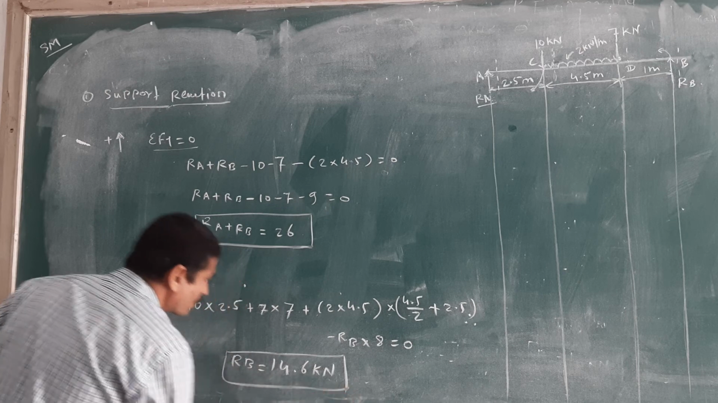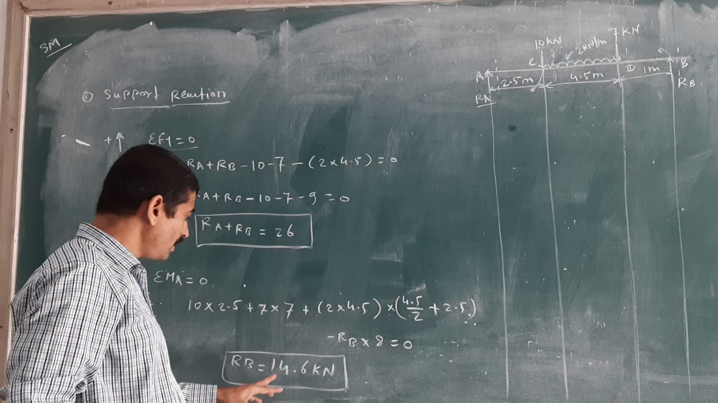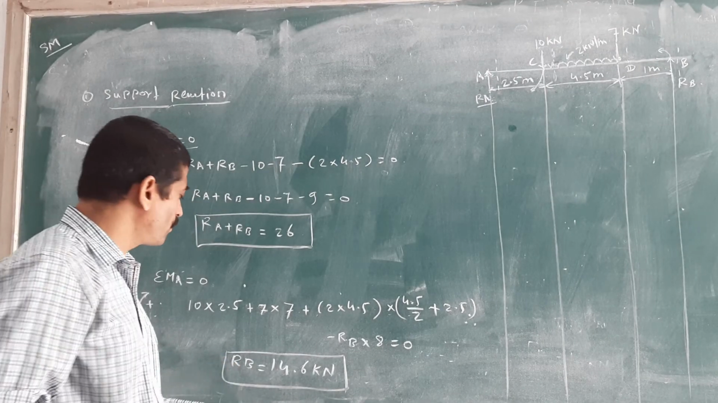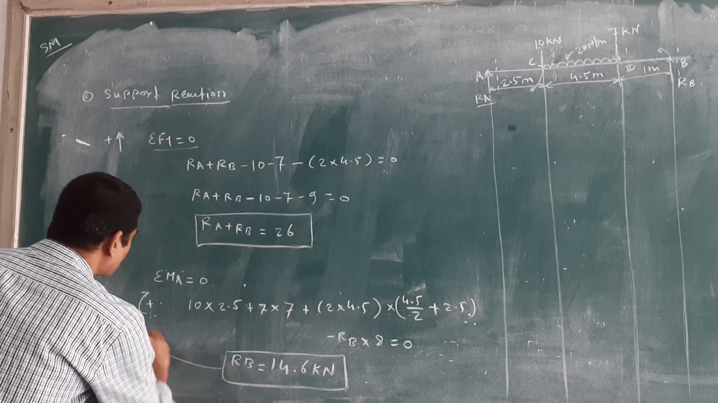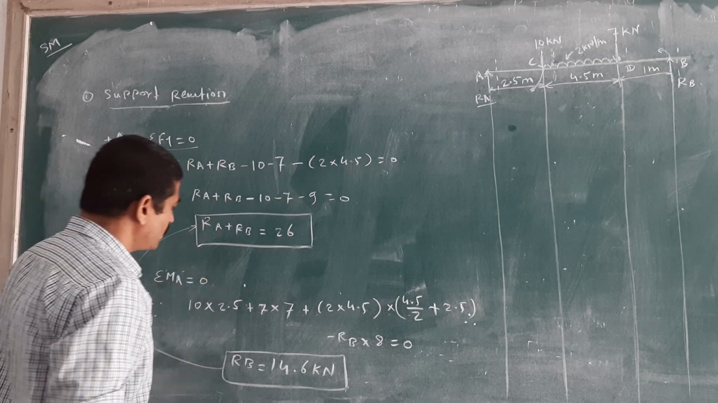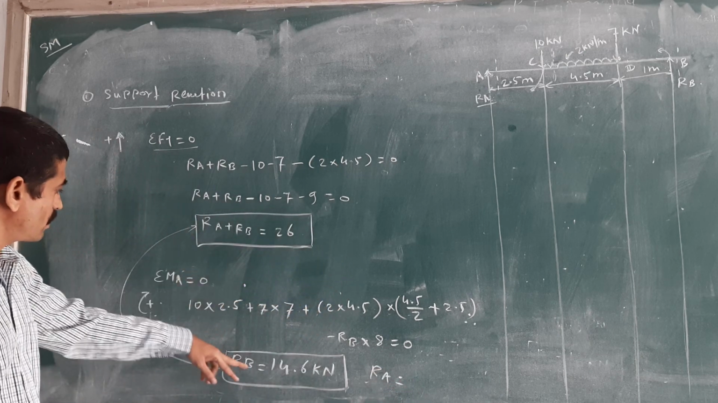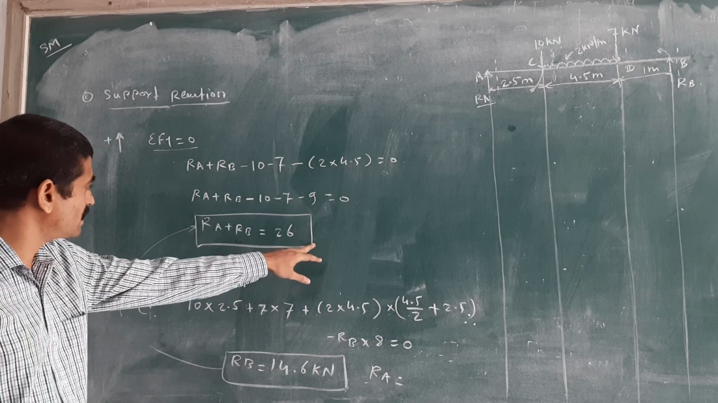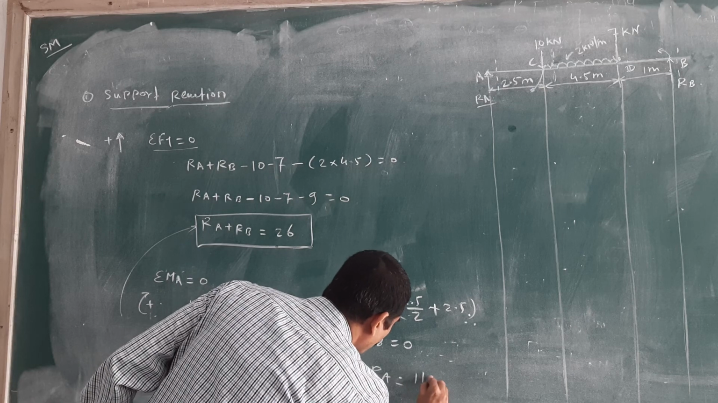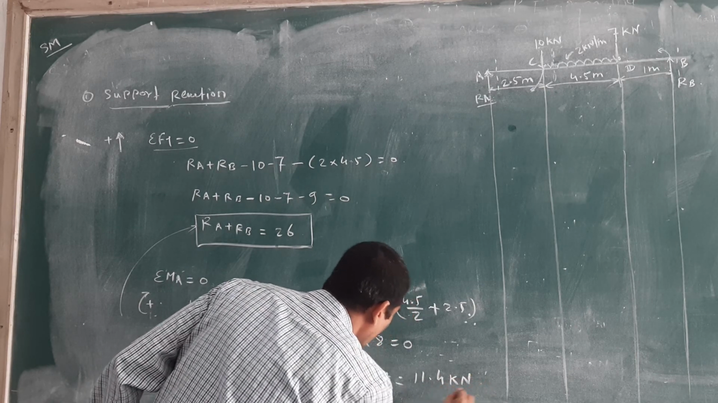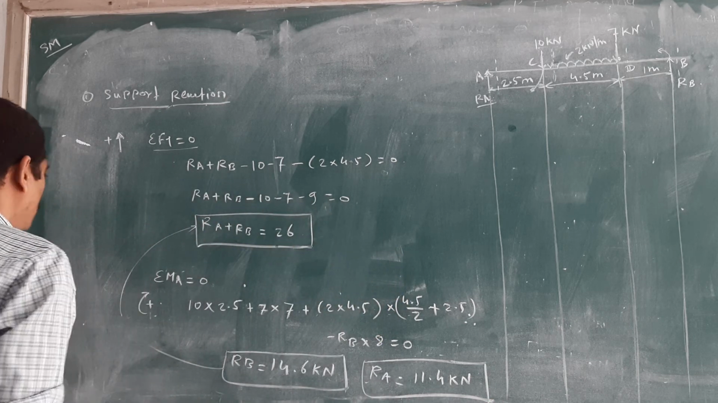14.6 kilonewton. Okay. We have calculated all the calculations, and you will get RB is equal to 14.6 kilonewton. Put this value in this equation. Okay, in this equation you will get RA is equal to what? RA is equal to this 14.6, okay, we will shift that side. 26 minus 14.6, you will get 11.4 kilonewton. Okay, 11.4 kilonewton.